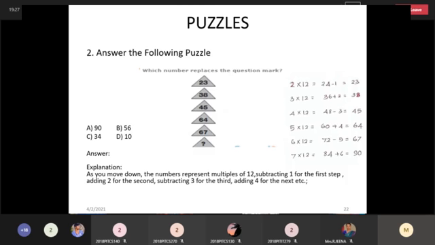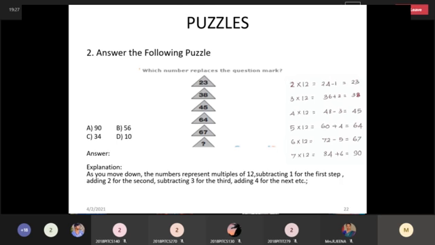Next question, which number replaces the question mark? They have given the numbers here in the triangle form: 23, 38, 45, 54, 67, and then a question mark. So we have to find the missing number. As we move down, the numbers represent multiples of 12. Let's see what number should come after 67.